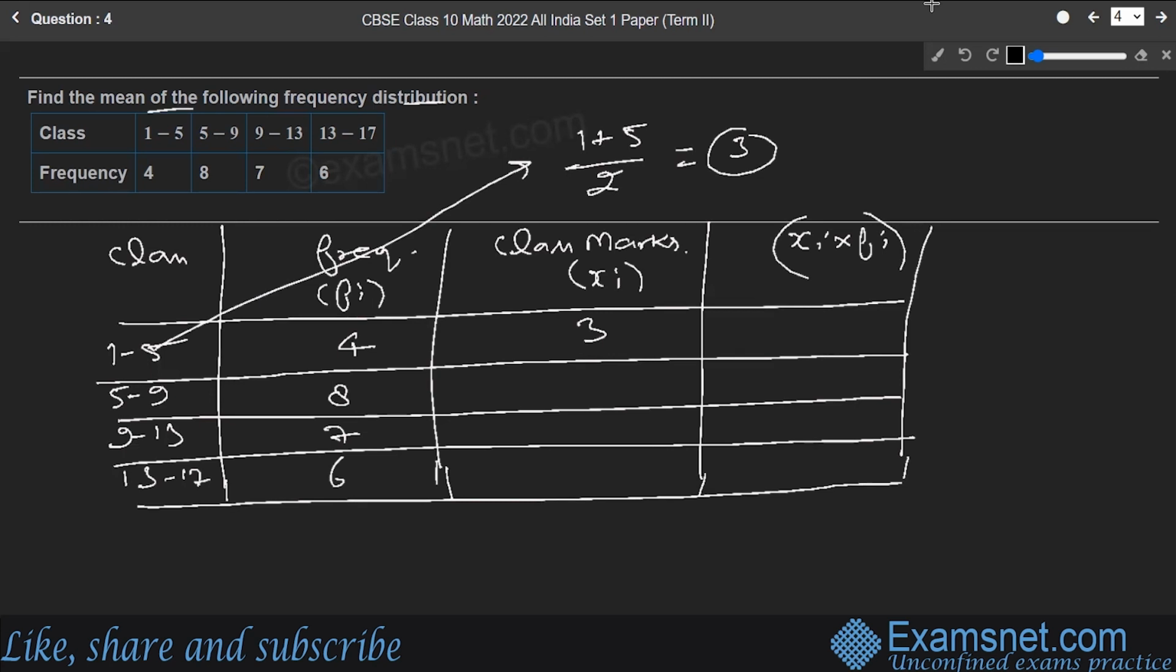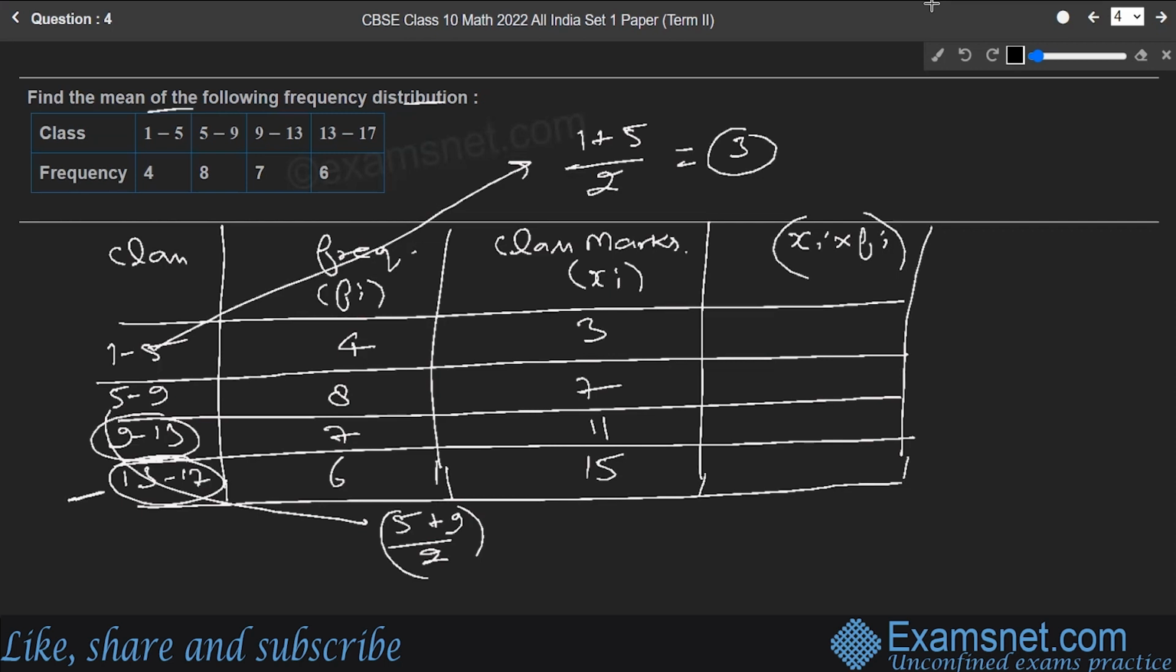Now the second class mark, 5 to 9. So it's going to be 5 plus 9 divided by 2. That is 14 by 2, so it is going to be 7. Similarly, 9 to 13. So 13 plus 9, 22 by 2 is 11. And 13 plus 17, that is 30. 30 by 2 is 15. So these are the class marks, the mid values.